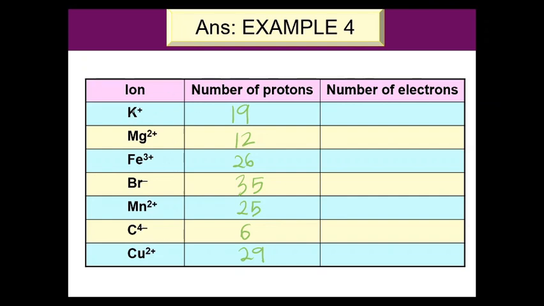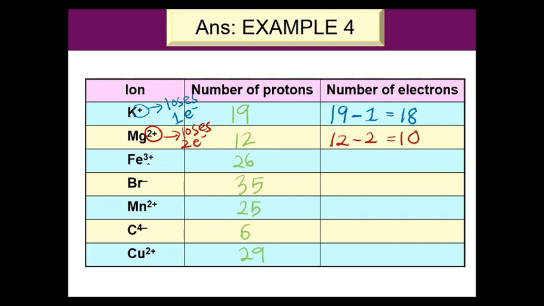So K plus, what does this plus 1 mean? It means that it loses 1 electron. Hence, the number of electrons is 19 minus 1, which should be 18. For magnesium 2 plus, it means it loses 2 electrons. Hence 12 minus 2 would be 10.